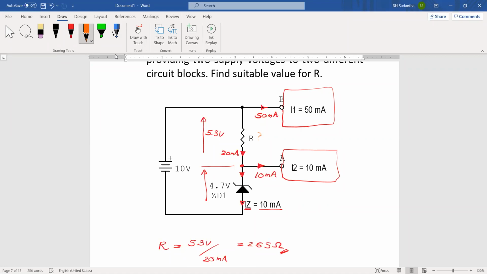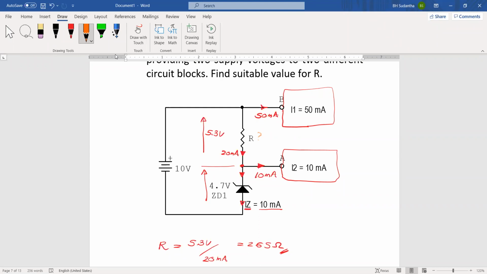Okay. Then to find this one, we want to find the voltage across this one and the current going through it. The voltage is easy to find because the applied voltage is 10 volts here. And it has been divided into two. Across the center, we have 4.7 volts. Then definitely across R, it should be 5.3 volts. Because the addition of these two should be equal to 10 volts.